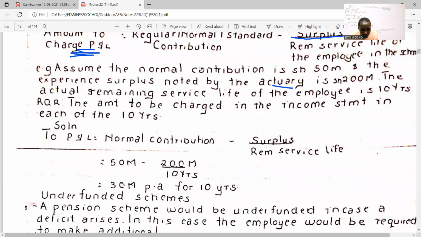Then the surplus is spread over the remaining service life, which is 10 years. So the amount to charge to P&L is 30.